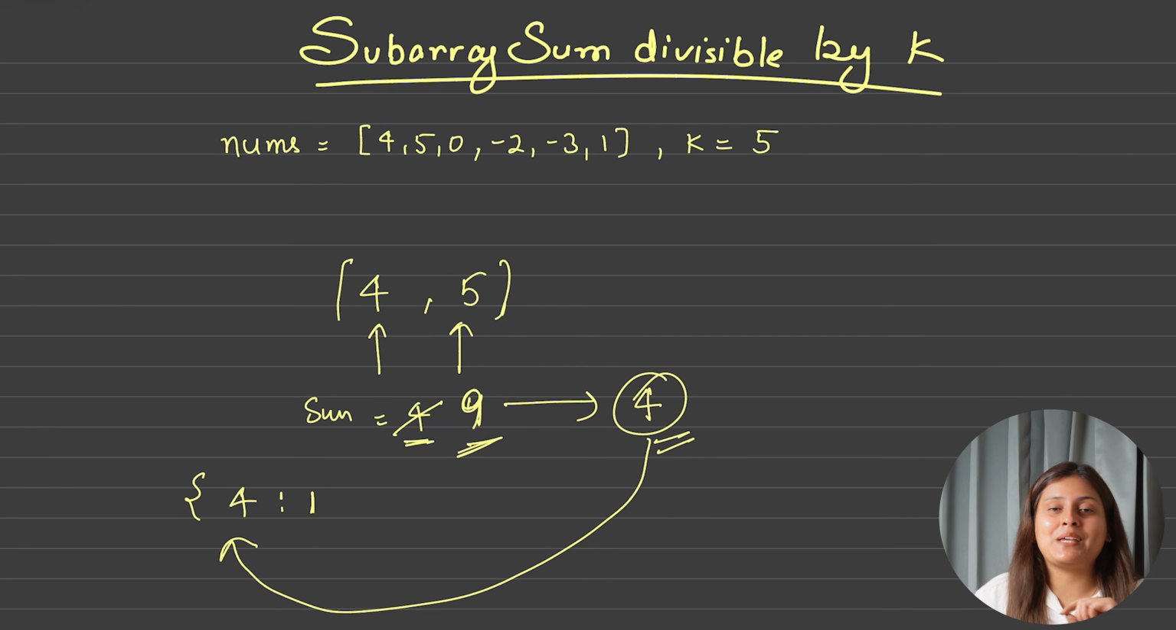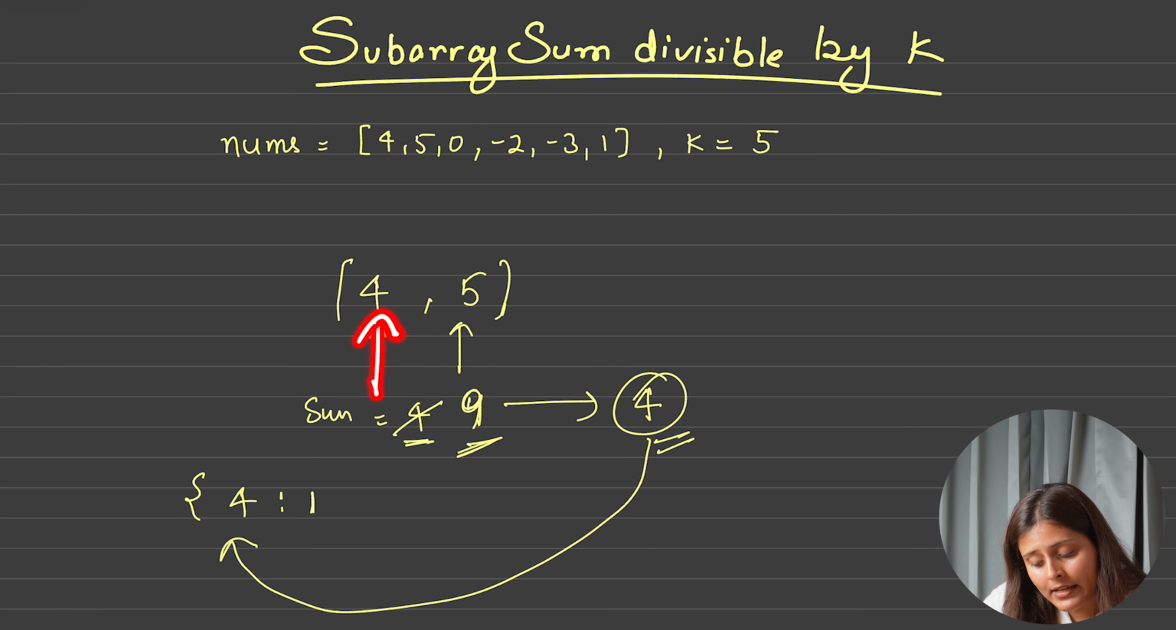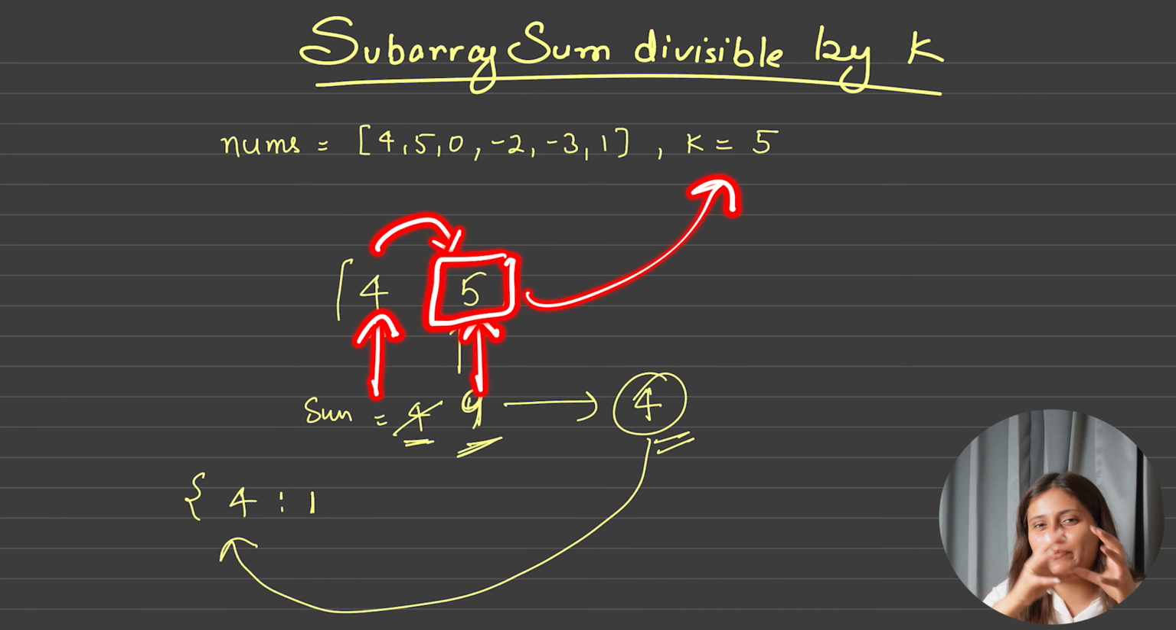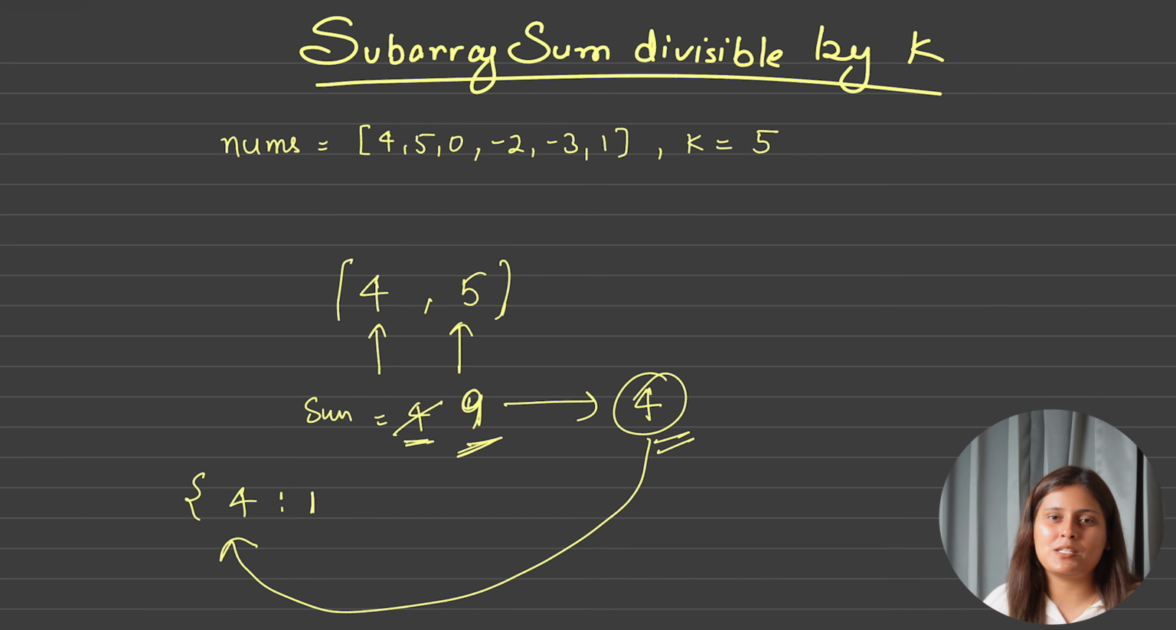So what does this mean? This means that at the previous index we had 4, and at this index the modulo is also 4. Means can I say that from the point next to it, I have found a subarray whose sum is exactly divisible by k? Yes, and that is the basic idea for hash map plus prefix sum.